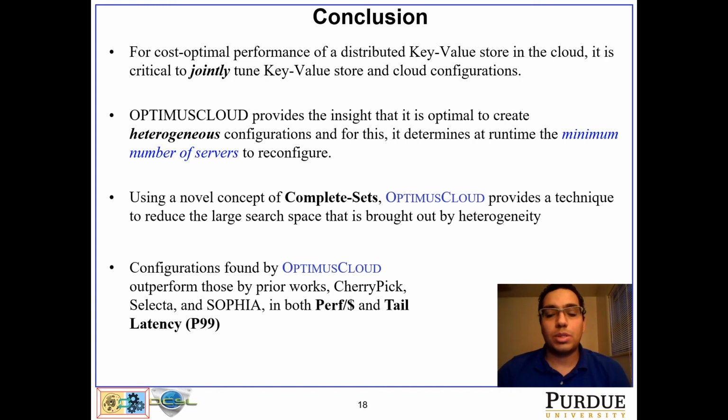This, of course, reduces the reconfiguration downtime and avoids over-provisioning, but also increases the search space. And using a novel concept of complete sets, Optimus Cloud provides a technique to search through this large space that is brought by heterogeneity. Configurations found by Optimus Cloud outperform those by prior works CherryPick, Selecta, and Sophia in both performance per dollar or throughput per dollar and tail latency.